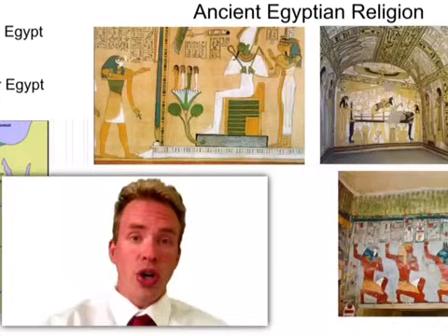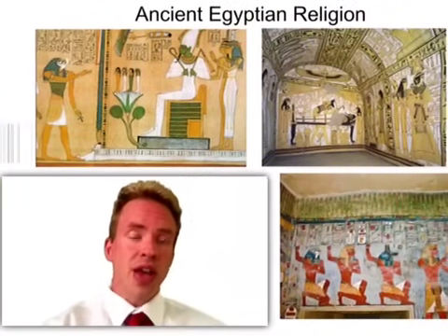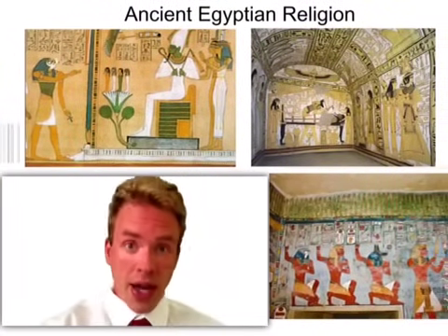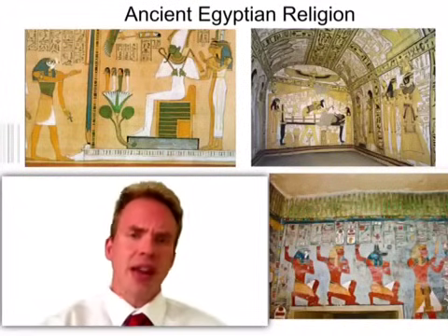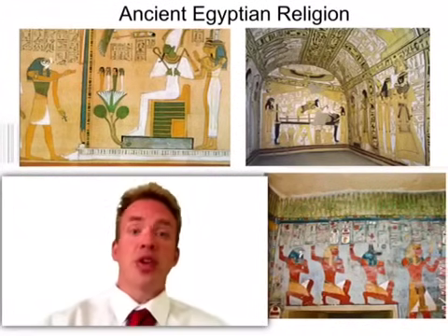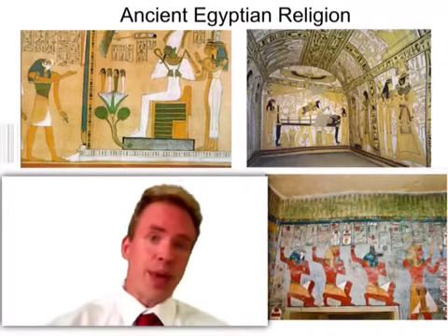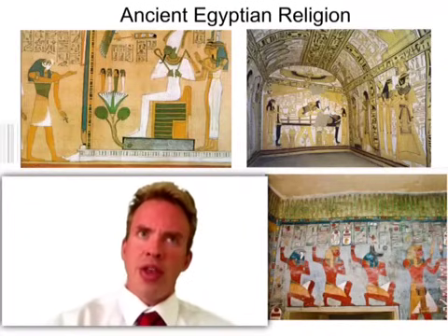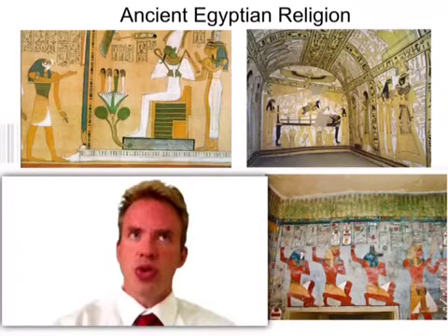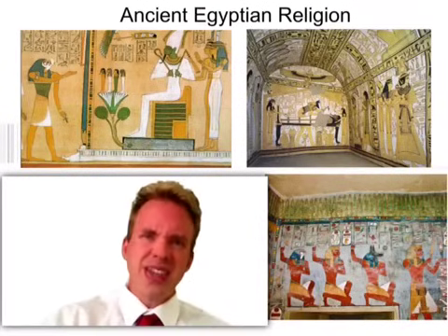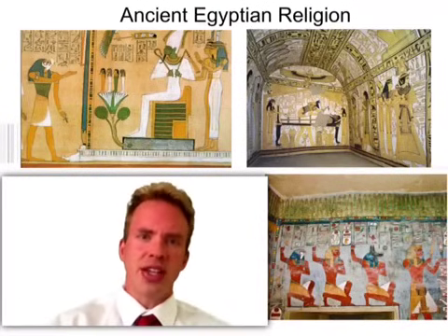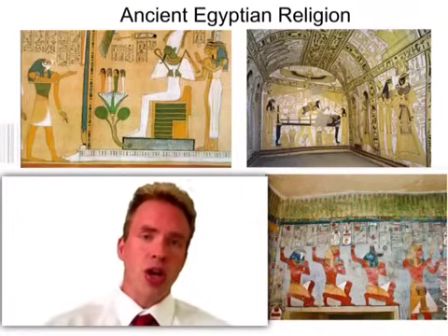Ancient Egyptians were polytheistic. Remember, that means that they believed in many gods. They did believe in an afterlife, and they believed that your actions on earth affected what happened to you in the afterlife, but they also believed that in addition to morality, there were also specific things or spells and various things that you had to do in order to ensure a happy afterlife.